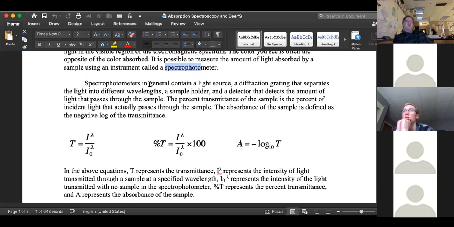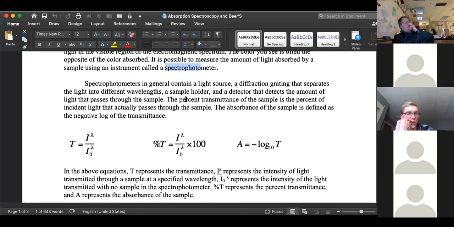So spectrophotometers in general contain a light source. This is just a simple bulb. It has a diffraction grating, basically like those glasses. It allows you to only let certain wavelengths go through, so it separates light into different wavelengths. There's a sample holder, which you saw, and a detector that basically detects the amount of light that passes.